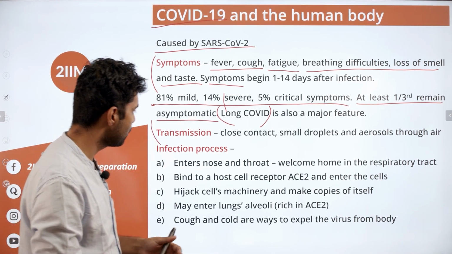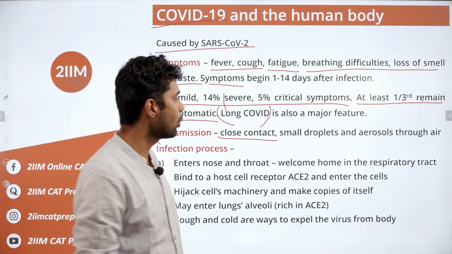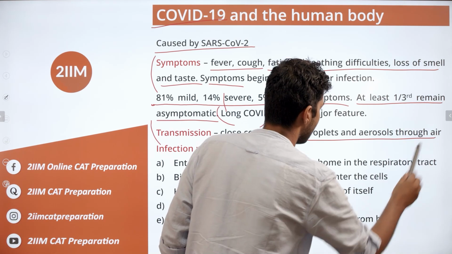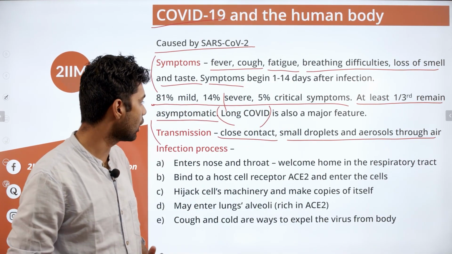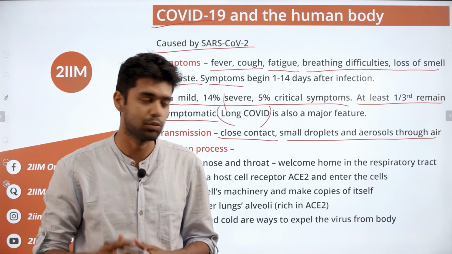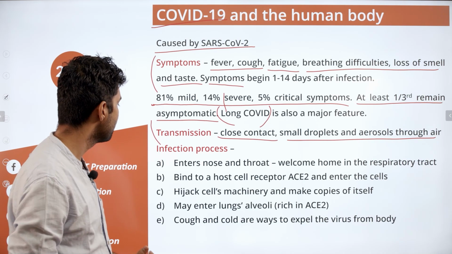Transmission of COVID-19, basically it transmits between people who are in close contact. Small droplets and aerosols through the air will actually transmit the virus. So it is important that you keep wearing masks and have some social distancing. So that is the rationale behind that.